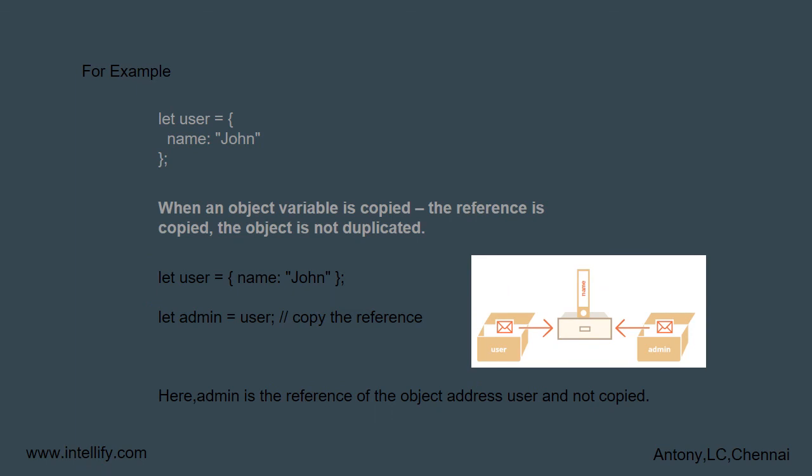User is equal to name in the object, given John. When an object variable is copied, the reference is copied, the object is not duplicated. So user is equal to name John, and admin is referred to as user. If you see the image, you will see that only one object is created, but the admin and user are sharing the object. Here the admin is a reference to the object address of user and it is not copied. So we can't copy the object this way.